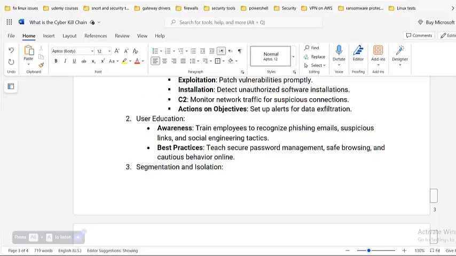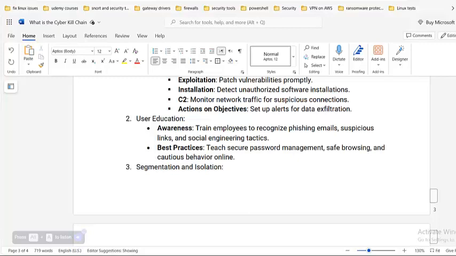Number two, user education. This is very important. This is something that most companies neglect. As a cybersecurity analyst, you try to tell them you need to educate users, because even though an example might be a good email address or a good URL, some users still mark them as spam, and maybe it's not.